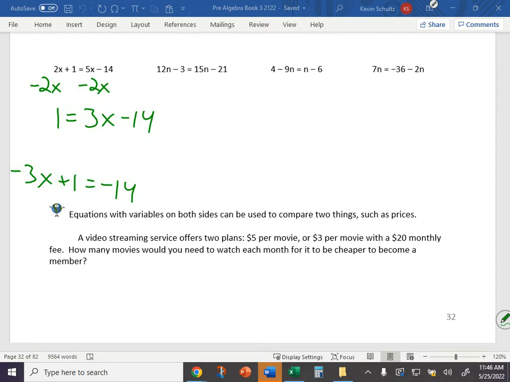So then you would add 14 to both sides. 15 equals 3x.